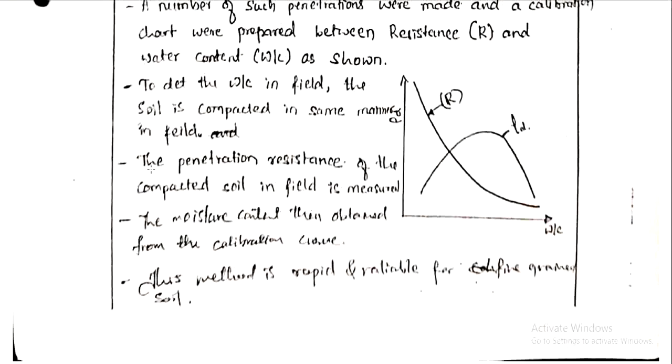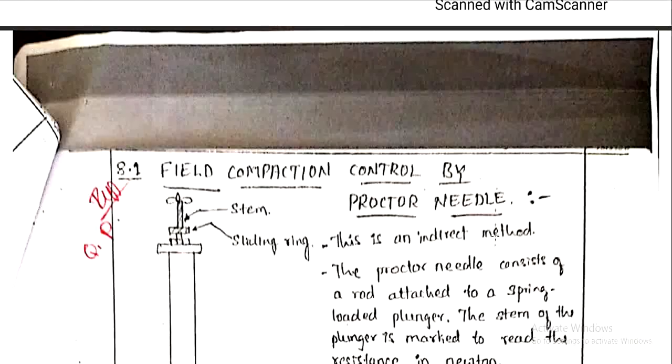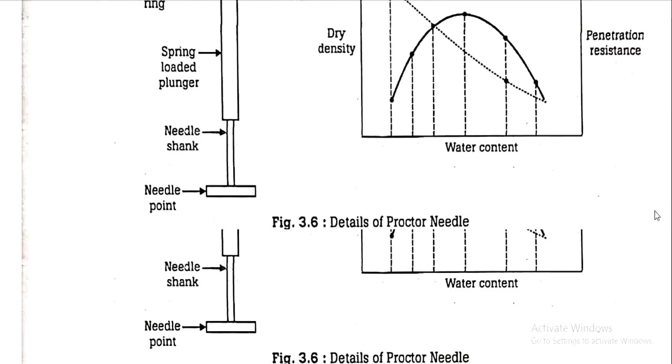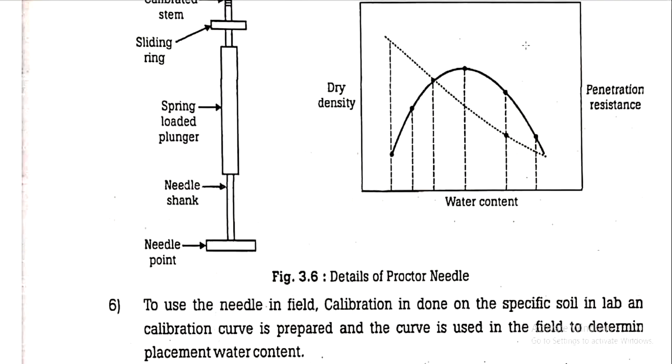Next point, I will just read out: the penetration resistance for compacted soil in the field is measured. The moisture content is then obtained from the calibration chart. This is a calibration chart which we initially prepare in the laboratory. Based on this we find out the water content. So this is the field compaction control. Many times this question has been asked in your question paper: how the field compaction is done and how we control it. So you have to write about the procedure of this Proctor needle. We'll move further. This is a Proctor needle and this is a chart.